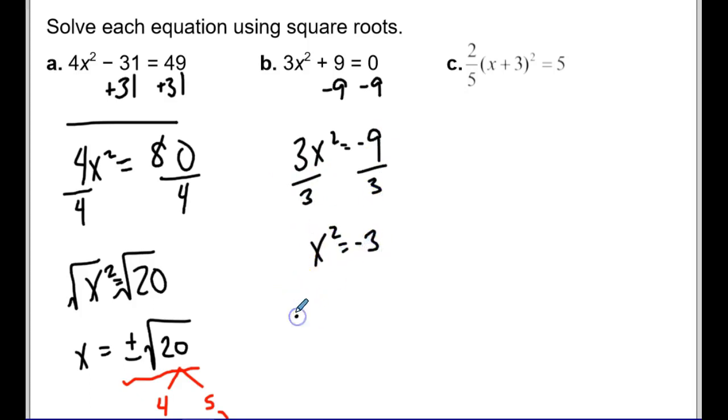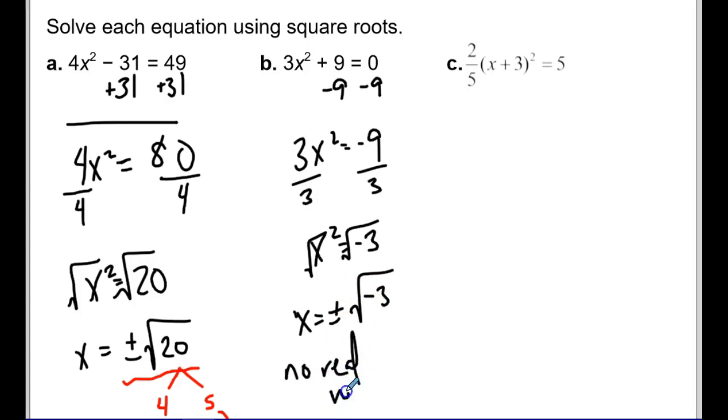Well, now when I'm taking the square root, I've got x equals plus or minus the square root of a negative number. So since we are only dealing with real roots here, I have no real roots, because we don't want to take the square root of a negative number. We'll deal with that later, but for now we're just talking about real roots. So I have no real roots here.